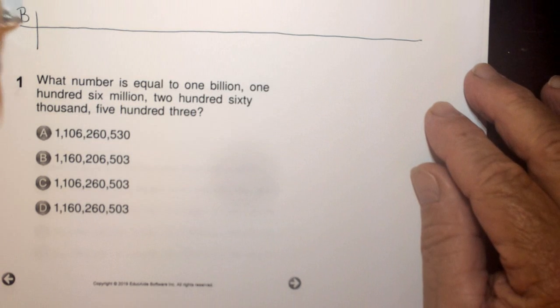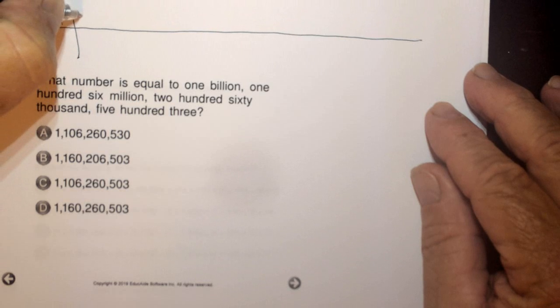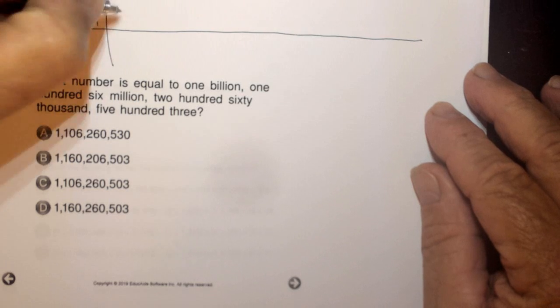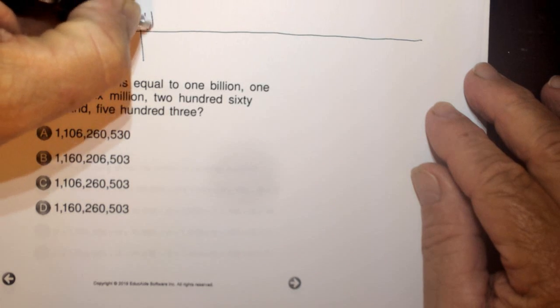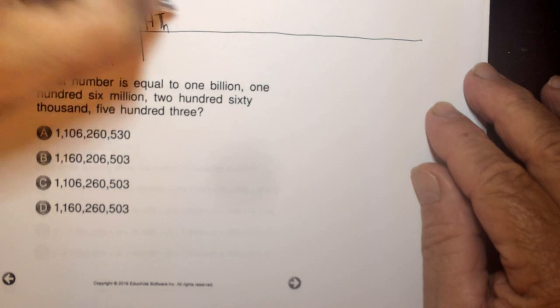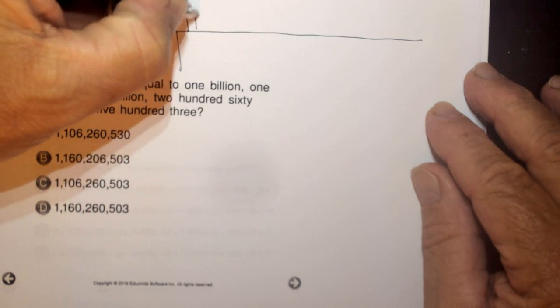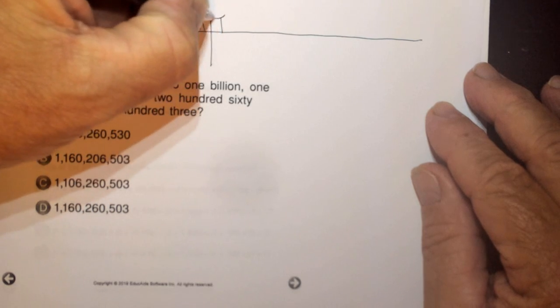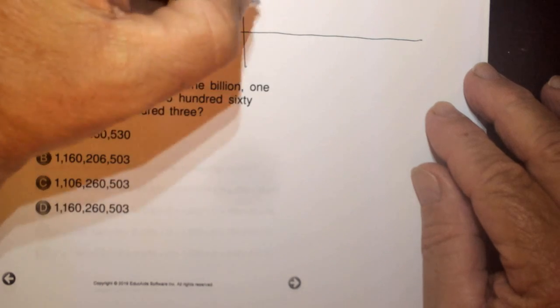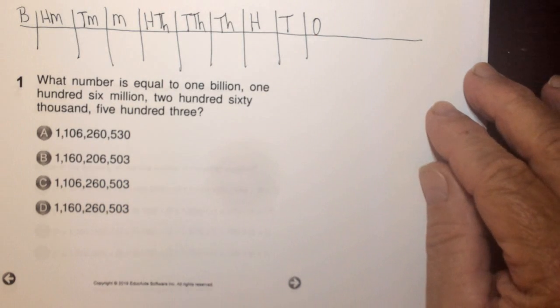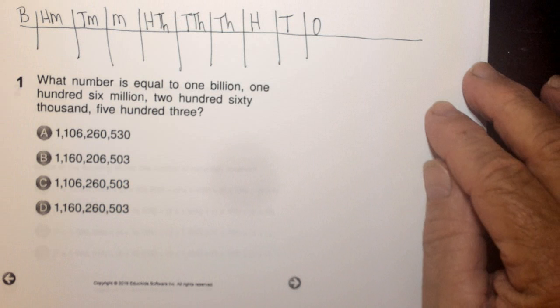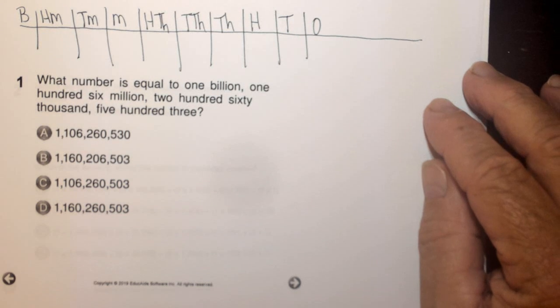So I'm going to do my place value chart up here. I need billions, I need 100 millions, I need 10 millions, I need millions, I need 100,000s, I need 10,000s, I need thousands, I need hundreds, I need tens, and I need ones. So I have all of my place values that I'm going to need for this number.